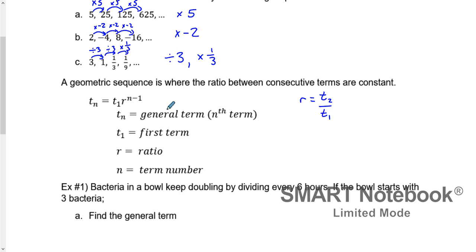And our formula, very similar to other things, has just one new bit of information. Tn is still our general term, whichever term it is. T1 is still our first term. r is the ratio, which is the new little bit. And n is the term number. So here's our formula. One thing I do need to note is this entire n minus 1 is the exponent. We'll see in section 4 why I'm saying that now.